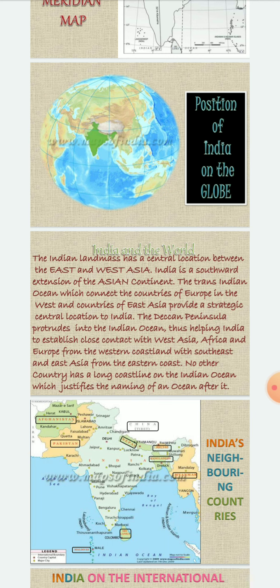So, India's position on the globe. India has a central location between the East and the West Asia, and it is a southward extension of the Asian continent. The Trans-Indian Ocean connects the countries of Europe in the west and the countries of East Asia, and provides a strategic central location to India. The Deccan Peninsula also extends into the Indian Ocean, thus helping India to establish close contact with West Asia, Africa and Europe from the western coastland, and Southeast and East Asia from the east coast.